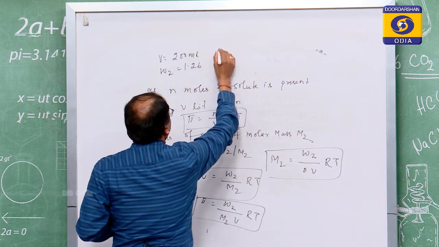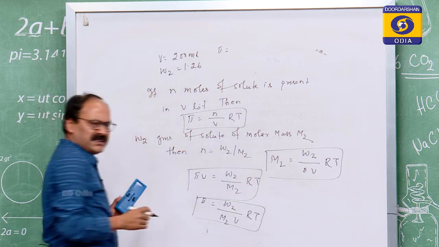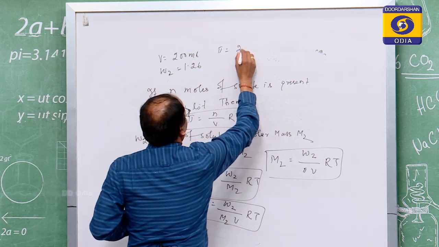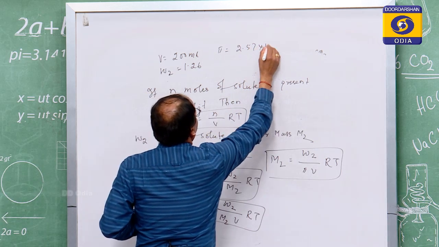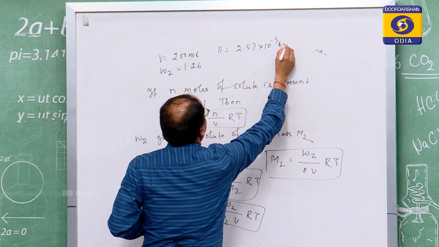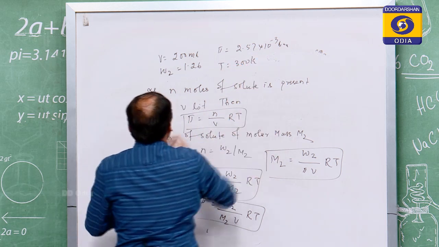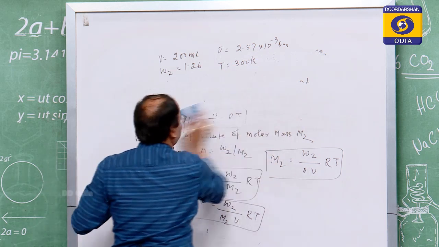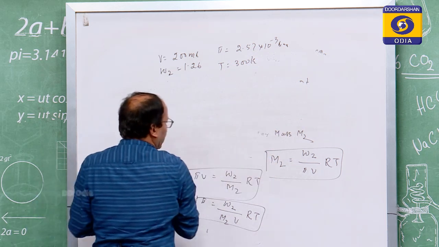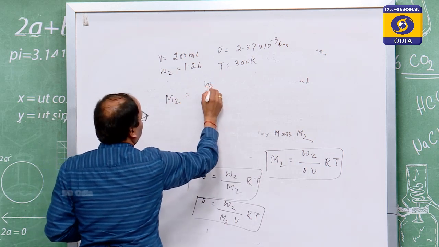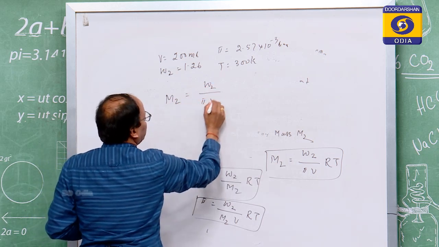The osmotic pressure is given, 2.57 into 10 to the power minus 3 bar, and the temperature is given, 300 Kelvin. So, now you put all these values into this expression. What is M2? M2 will be equal to W2 by pi V into RT.